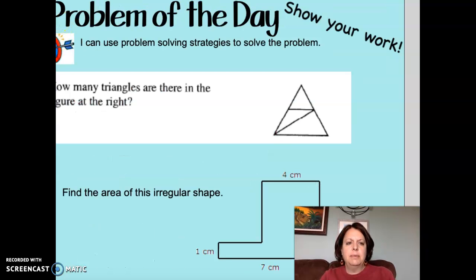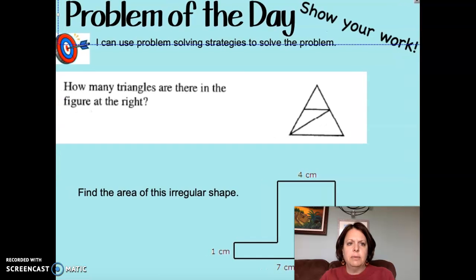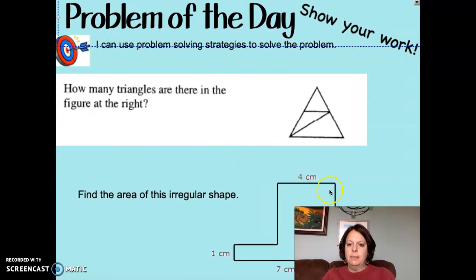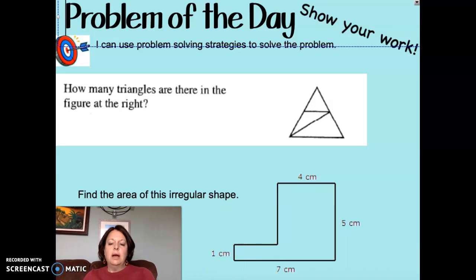All right, here's our problem of the day. The first one is how many triangles are there in the figure to the right? And find the area of this irregular shape. So you have 2 problems to do, and remember you're going to use problem solving strategies to really dig deep in your brain and pull out your thinking. I'm going to pause it right now, and I want you to pause it as well so you can think about these problems. Have fun!